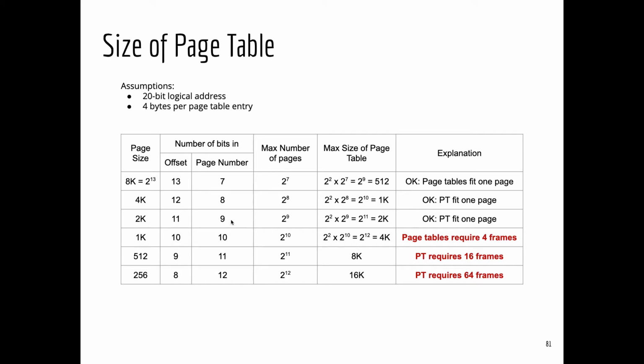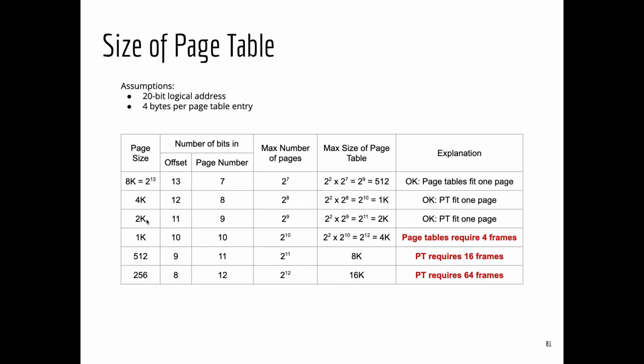That means the bits for the page number is 9 bits, and with 9 bits we're going to have a maximum of 2 to the power of 9 pages. And then from there we can calculate the total size of our page table: 2 to the power of 9 multiplied by 4, and you will get 2 to the power of 11, which is equivalent to 2K. And this is an example where the maximum size of a page table will fit exactly into a single page.